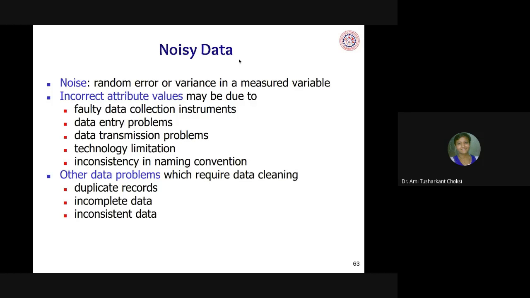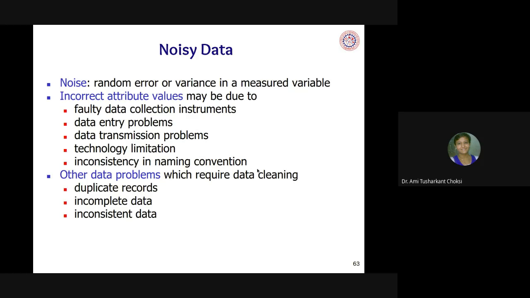So, noisy data. Noise. What does that mean? Random error or variance in a measured variable. Incorrect attribute values may be due to faulty data collection instruments, data entry problems, data transmission problems, technology limitation, inconsistency in naming convention.